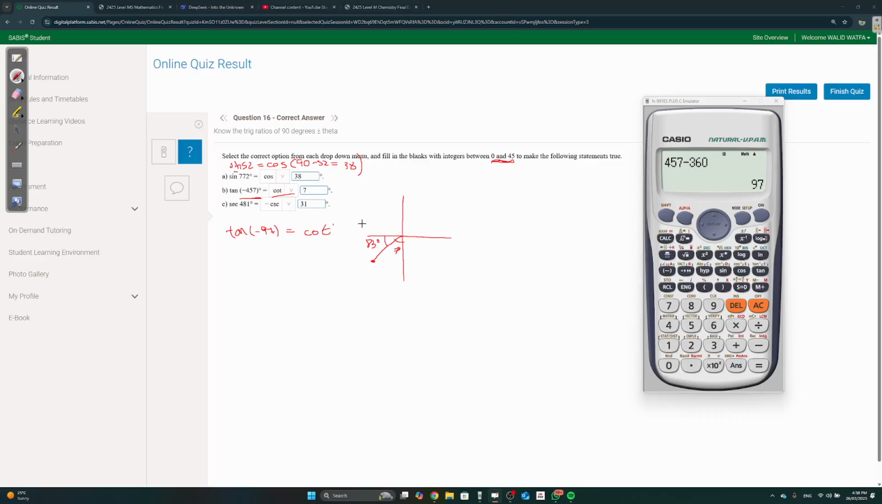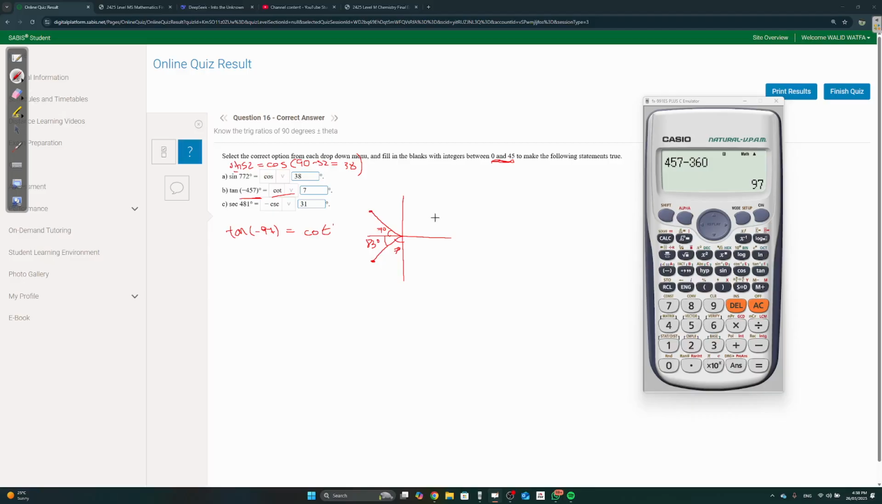You can tell me, Walid, if you take this one here, 7 degrees, aren't these two angles adding up to 90? Shouldn't this cotan here be, what's this, how much? 180 minus 7, 173, right? But they should be equal, right? But they're not. That's not correct. Why? Because they want between 0 and 45. So we gotta try something else. So let's take a look here.